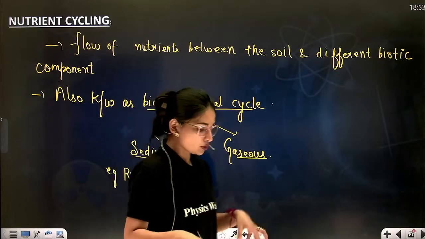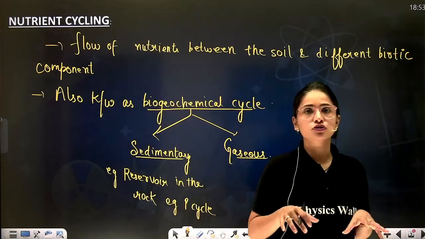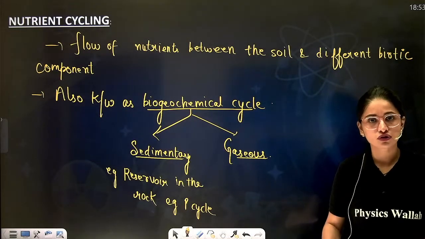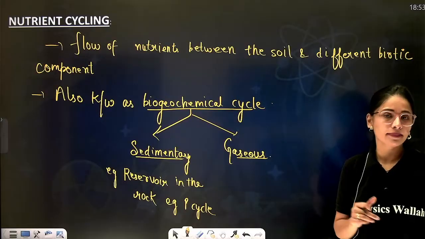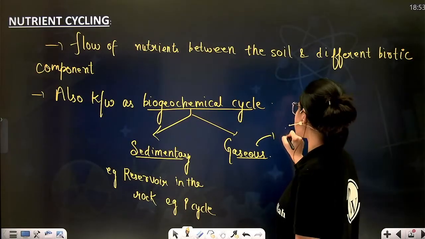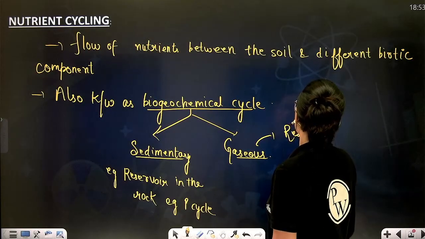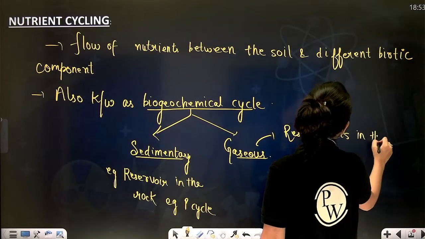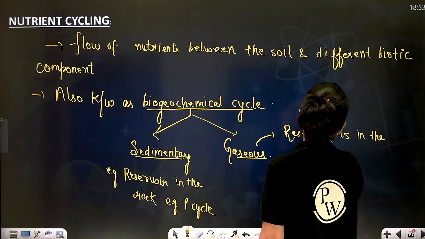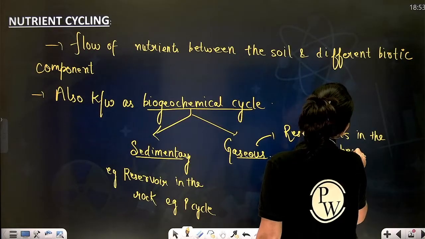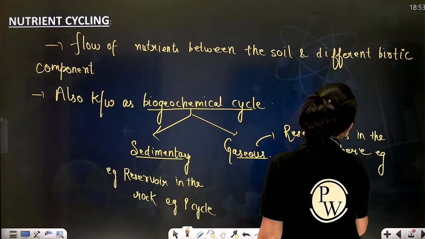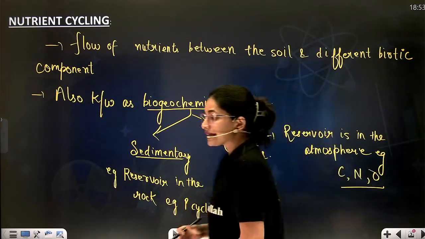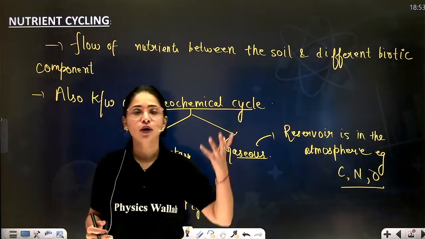Phosphorus, the actual source of phosphorus is rock. The ultimate reservoir of the phosphorus is rock in the soil. Such are called sedimentary. Gaseous cycles are those whose reservoir is in the atmosphere. Like for example, carbon cycle, nitrogen cycle, oxygen cycle, all these, the sources are coming from the atmosphere.